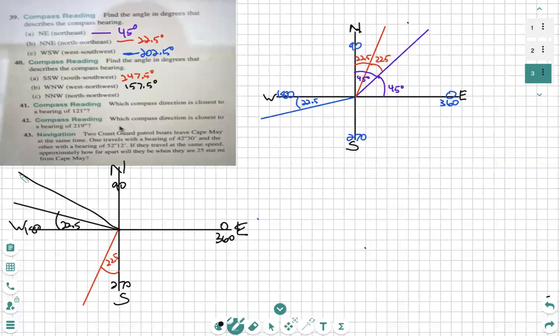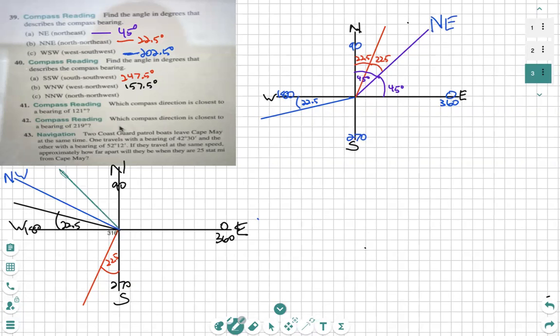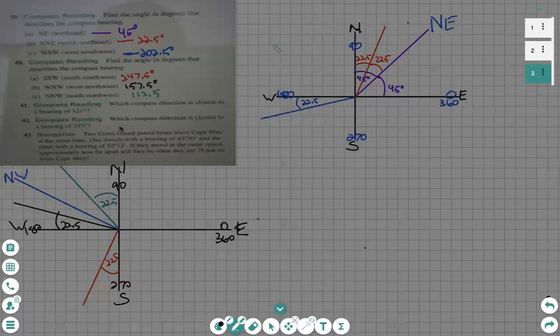Last, we're going to go north-northwest, which is, we should have probably kept that other line. Let's go put our northwest back. Northwest is there. So that means the direction we're looking for is going to be between northwest and north, which is there, right in between. We know that this creates a 22.5. So it's going to be 90 plus 22.5 to get to that extra spot. 90 plus 22.5 is 112.5.